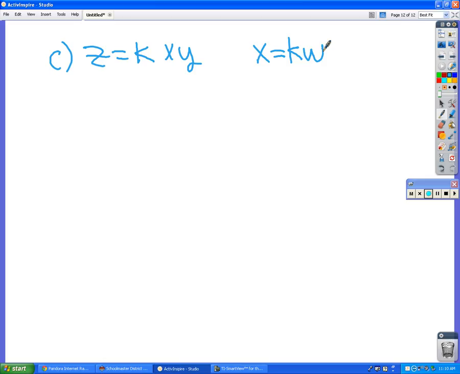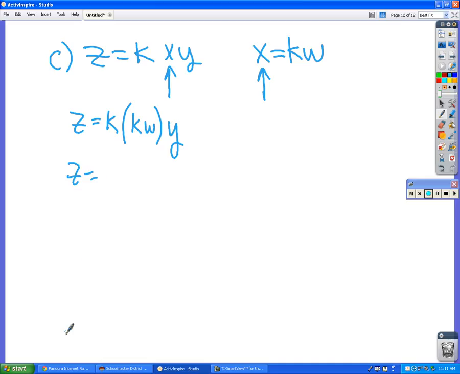So now we want to show that this means that z also varies jointly with w and y. Does anybody see anything we can do with those 2 equations? Plug it in, good. Since this is what x equals, we can plug that in for this x right there. So I'm going to rewrite this, but instead of writing x, I'm going to write kw.